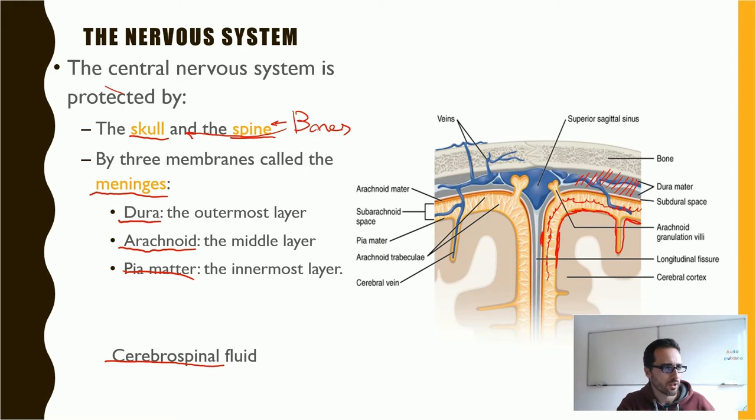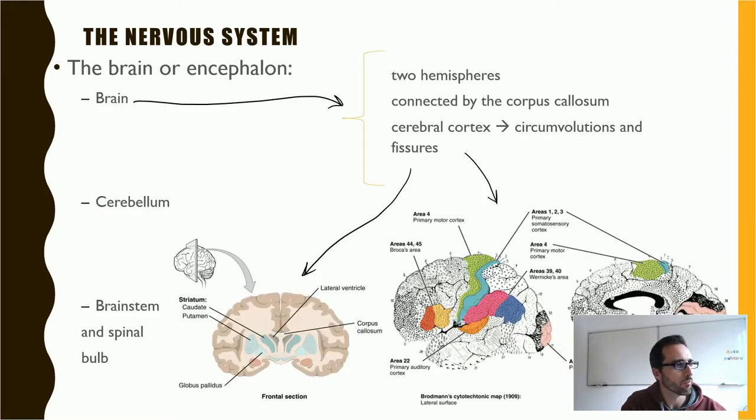Okay, so let's continue. The encephalon is made up of the brain, the cerebellum, and the brainstem and the spinal bulb. So we've got three components for the encephalon: the brain, the cerebellum, and the brainstem. We're talking about the encephalon. Don't forget about this. So let's begin talking about the brain.